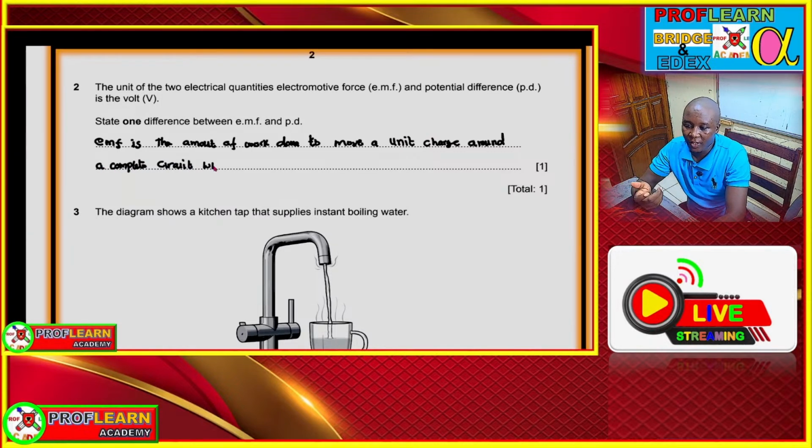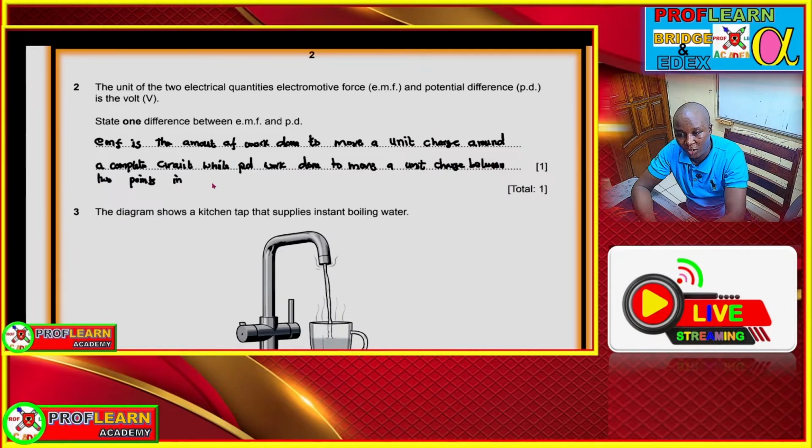And also, if in a question you are asked to give similarities, you can talk of both of them representing work done per unit charge. Also, both of them are measured in volts or are measured using a voltmeter. So that's what you're supposed to do in question 2.